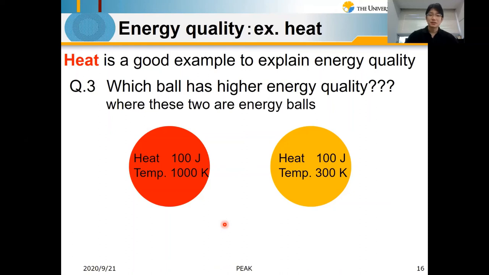Anyway, now the question is, which energy ball has higher energy quality? The unit of heat is joule, and both balls have 100 joule. This means that the energy amounts, quantity, are the same. However, their temperatures are 1000 Kelvin, the other is 300 Kelvin. 1000 Kelvin is around 727 degrees C. 300 Kelvin is close to around 27 degrees C. Please let's consider this question. Which ball has higher energy quality?